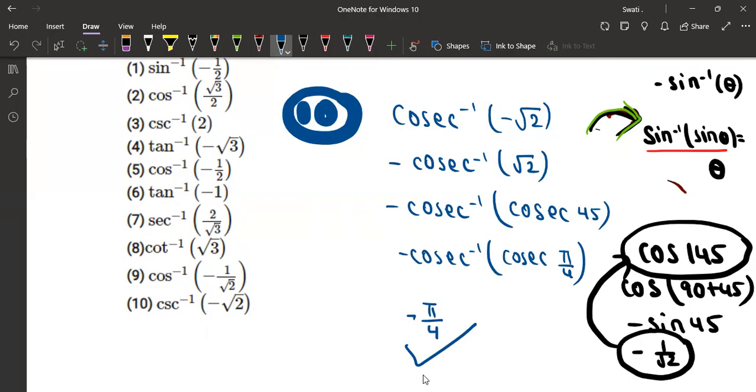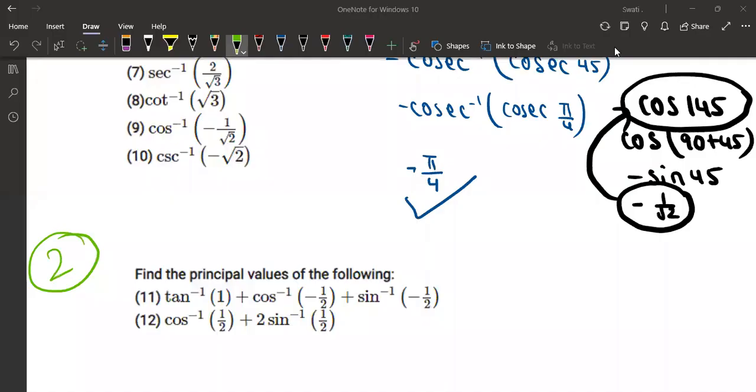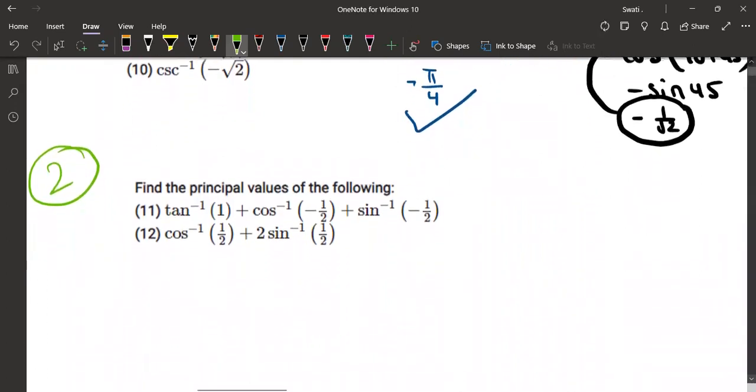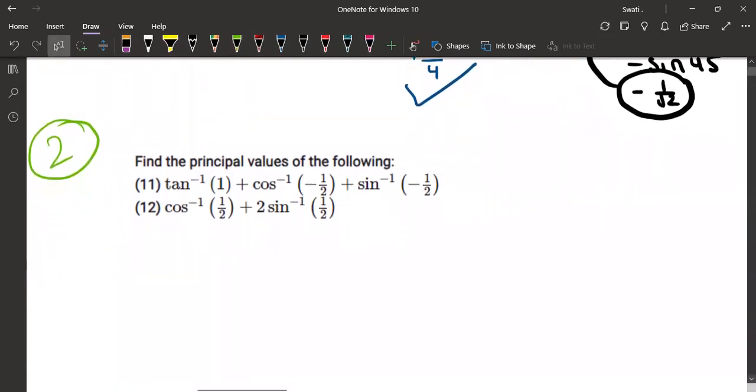Now let's move to the next question. So this is our next question, the 11th question. We are done with the 10th question. Now these are the next two questions, 11 and 12. So in this case also we need to find out the principal value only, but here the combinations are given, like tan inverse 1 plus cos inverse minus 1 by 2 plus sin inverse minus 1 by 2. So it's not difficult at all because we have already done all these questions individually. Now it's just they are all combined, right?